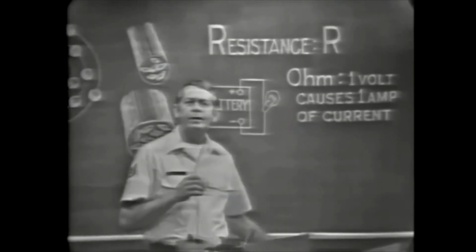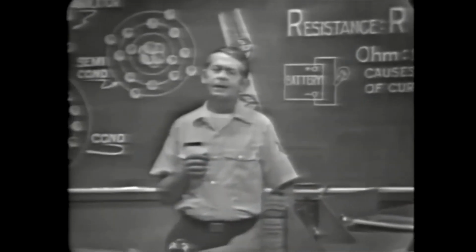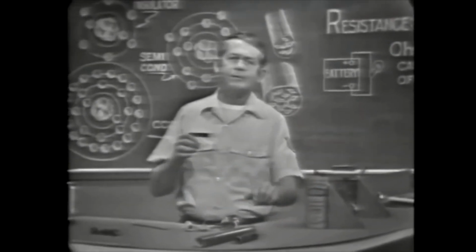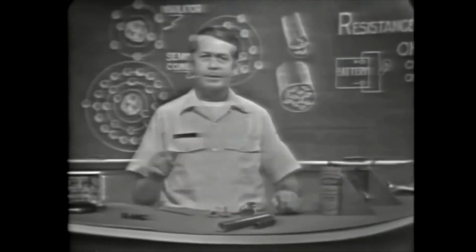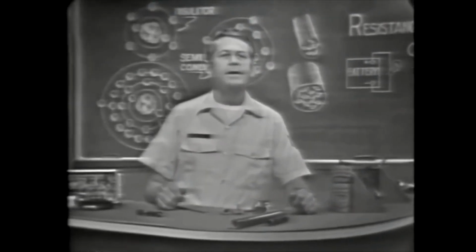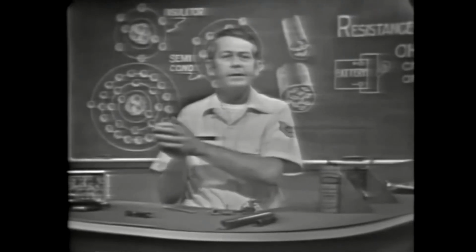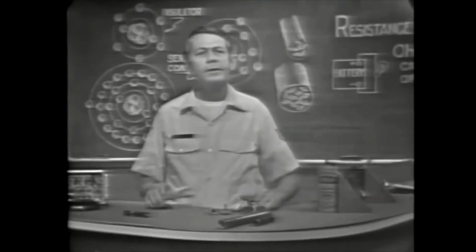Now, to provide the various resistances needed in electronics, devices with specific ohmic values have been developed. These devices are called resistors, and basically they're semiconductor materials. By semiconductor material, I mean that they are not a good conductor, and they're not a good insulator. They exhibit characteristics between these two. Let's look then at some common resistor types.